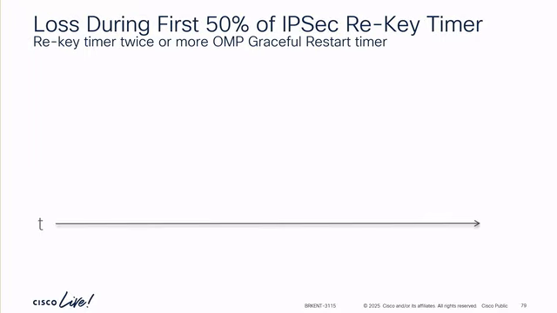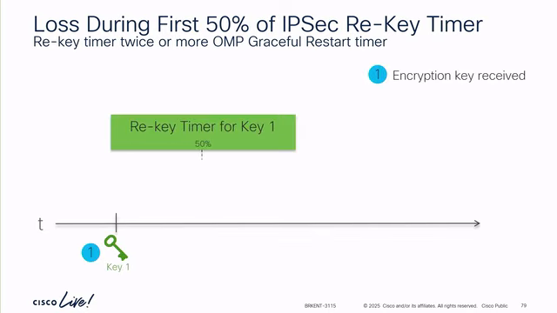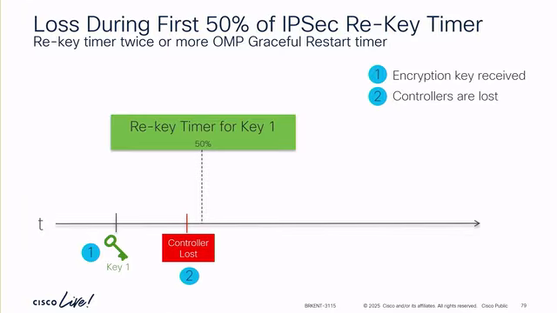Because OMP is also used to distribute the security keys, during that graceful restart timer it also helps us to continue to operate at the data plane level, because the data plane also encrypts the traffic when it tries to communicate with the remote managed devices. So for example, in OMP we received the encryption key from the controller. You know that once we receive the key, after 50% of the key time has elapsed, we have to refresh the key, or ask for the new key.